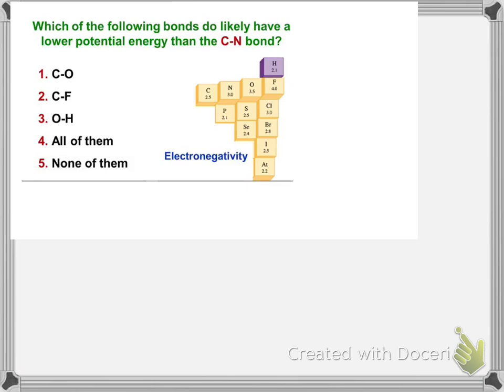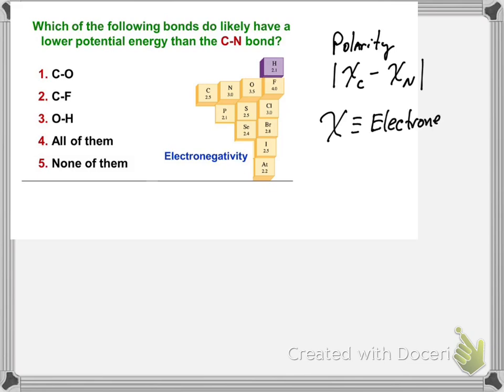Okay, so here we have which of the bonds are lower in potential energy than the CN. So here's the model we had, which was that first we need to determine the polarity. And the polarity of the carbon-nitrogen bond is based on the absolute difference between the electronegativity of the carbon atom and the electronegativity of the nitrogen atom. So chi, the Greek letter chi, stands for electronegativity, and it was used in 151 as a stability index. So the greater the number is, the more stable, the lower the potential energy is of that atom.